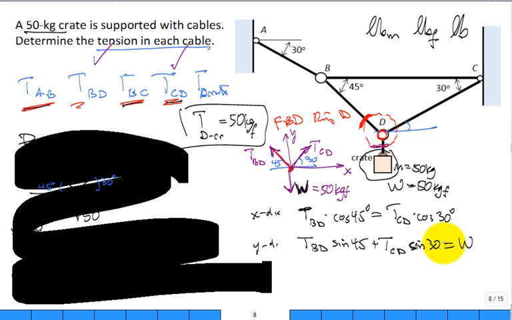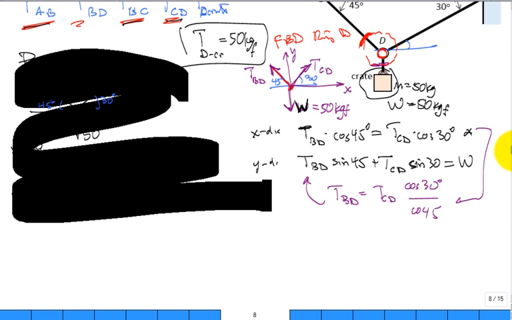Set it up in matrix form. Or take this first equation, eliminate one of the unknowns. I think somebody went like this. Let's eliminate TBD, which would be TCD times the cosine of 30 degrees divided by the cosine of 45. That's from this equation. Then I substitute into the second equation. I then have an equation only in terms of tension C to D, which is going to be cosine 30 times the sine of 45 over the cosine of 45 plus the sine of 30, all of that equal to W.